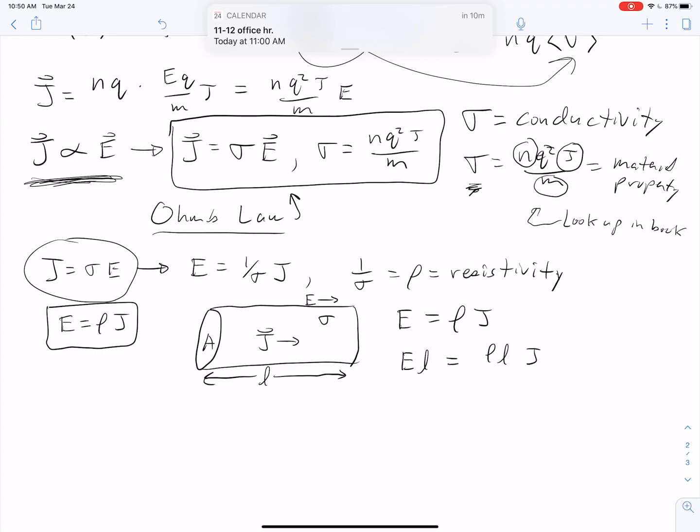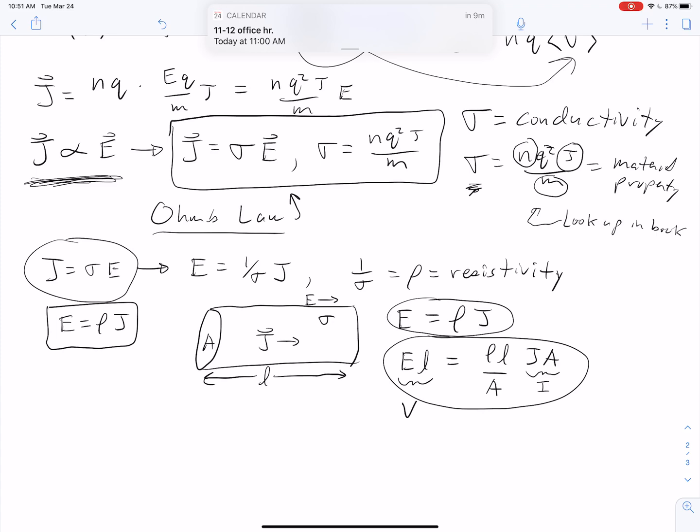But then what I can do is play a little trick. I can multiply by 1. I can multiply by A and then divide by A. The old multiply by 1 trick. So if E equals rho J, then this equation is also true right here. But now let's take a look at these things, because what is J times A? Well, that's just current. Current density times area is current. And what's E times L? Well, electric field times distance in a current carrying wire, that's just voltage, V, not velocity, voltage.